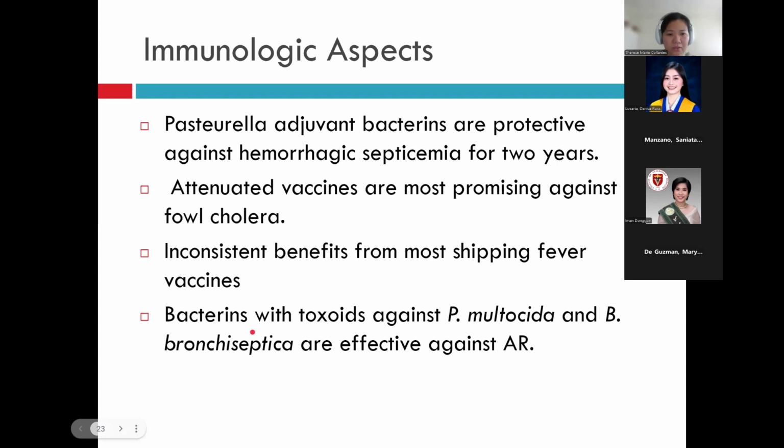And we also have bacterins with toxoids against Pasteurella multocida and Bordetella bronchiseptica, which are effective against atrophic rhinitis. Oh, I failed to mention that Pasteurella multocida does not act alone when it comes to atrophic rhinitis. It is usually in conjunction with another organism called your Bordetella bronchiseptica. So you may have heard that if I was the one who discussed Bordetella with you, atrophic rhinitis is also mentioned there.